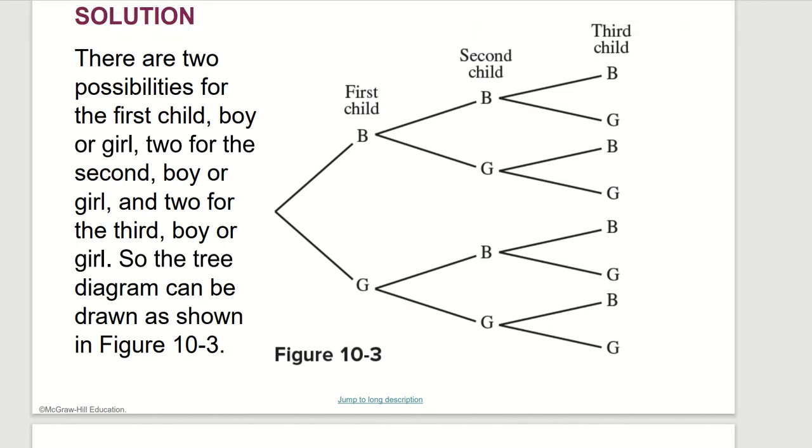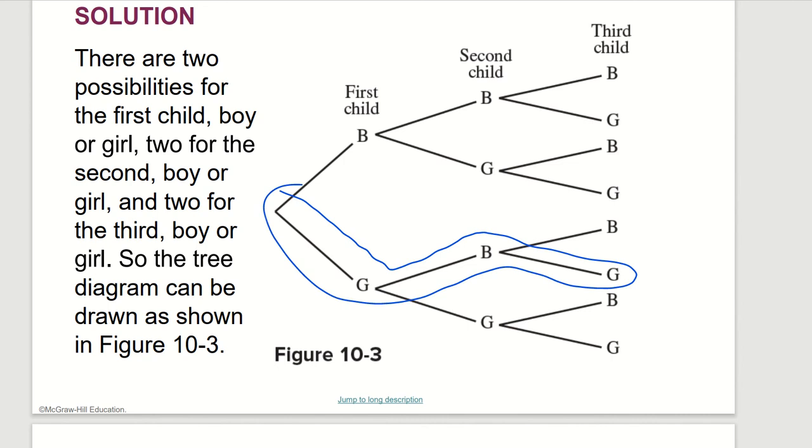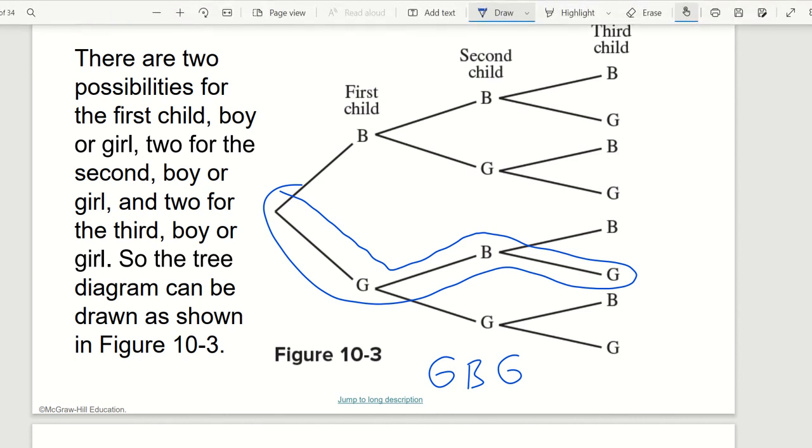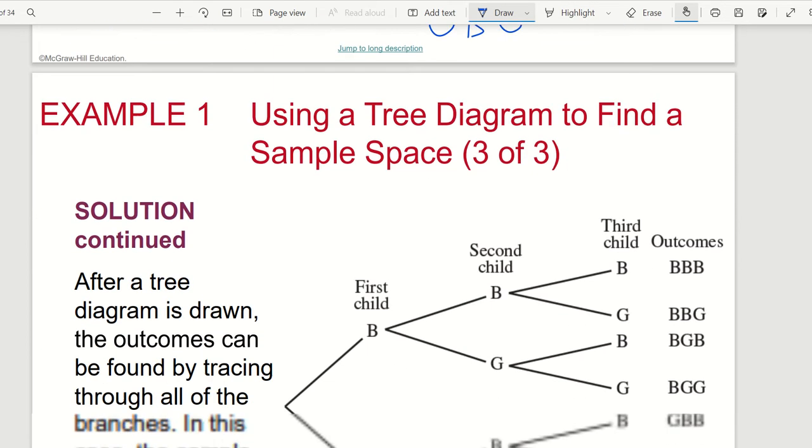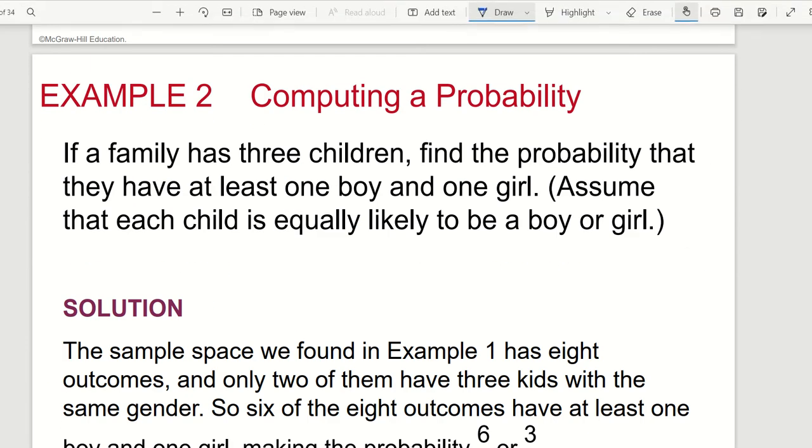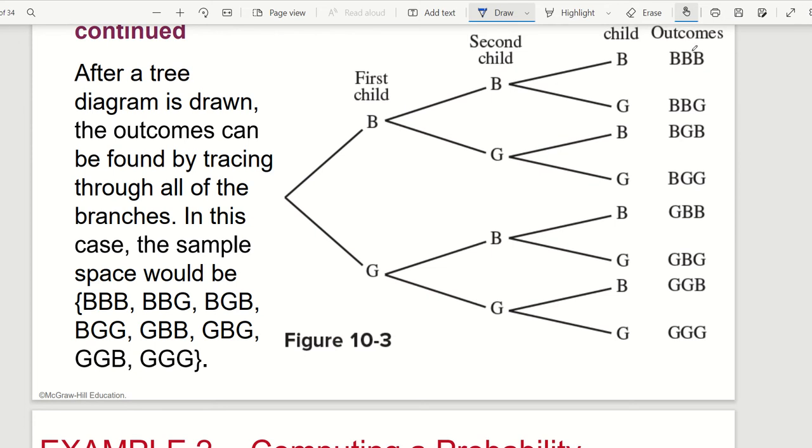If I trace the tree, if I wanted to figure out what would be one element of my sample space, for example, I could look at this outcome right here, which would start at the very beginning and trace it all the way down to the end. This would be the outcome of girl, boy, girl, meaning the first child was a girl, the second child was a boy, and the third child was a girl. And so if we put them all together, this would give us our sample space. Boy, boy, boy, boy, boy, girl, etc. And very quickly, we can now see that there's 1, 2, 3, 4, 5, 6, 7, 8 outcomes in this experiment.